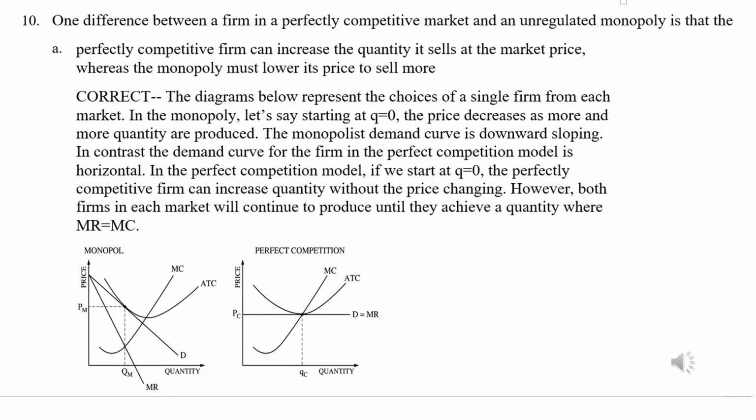In contrast, the demand curve for the firm in the perfect competition model is horizontal. In the perfect competition model, if we start at Q equals 0, the perfectly competitive firm can increase quantity without the price changing. However, both firms in each market will continue to produce until they achieve a quantity where marginal revenue equals marginal cost.